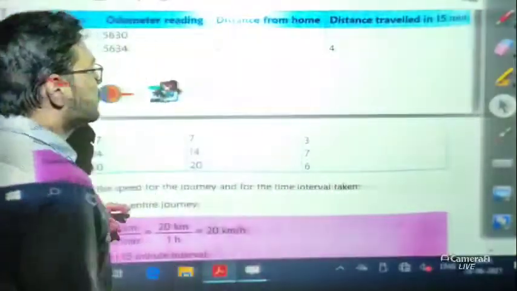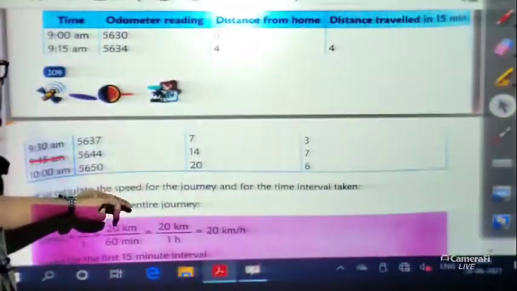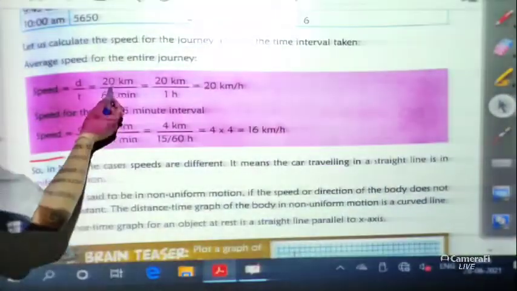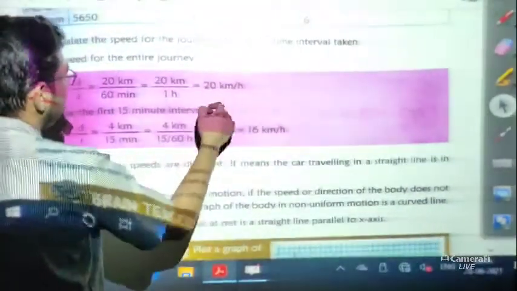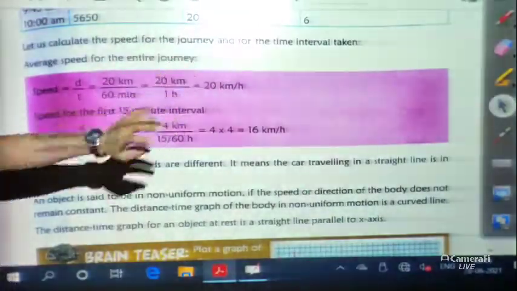Just have a look, distance traveled in 15 minutes. Okay, so total is 15, 15, 15, 15, so total 1 hour. And these are the distances. So you can see here that 20 kilometer by 60 minutes, that means 20 kilometer per hour. So this is the overall speed or average speed.